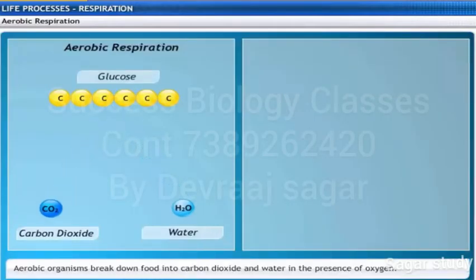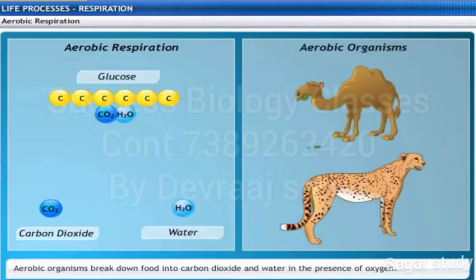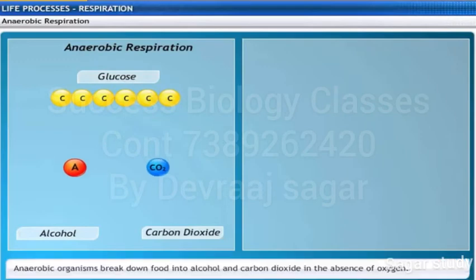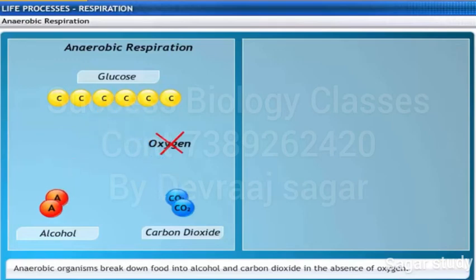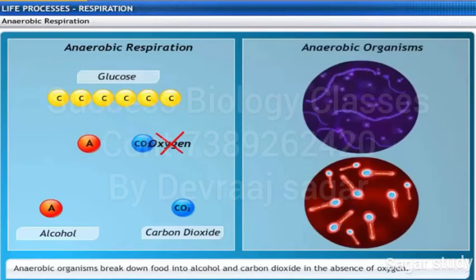Food in the form of glucose breaks down into carbon dioxide and water. Since this process takes place in the presence of oxygen, it is known as aerobic respiration. Organisms that break down their food in this manner are called aerobic organisms. There are a few microbes that break down glucose into alcohol and carbon dioxide. This process takes place without oxygen, and is hence known as anaerobic respiration. Such organisms are called anaerobic organisms.